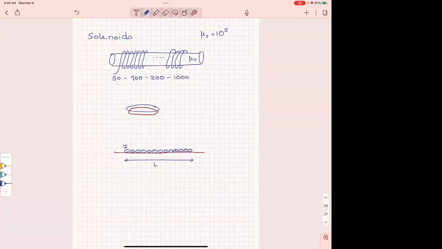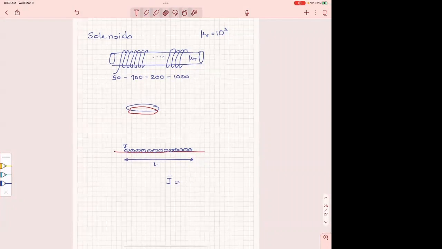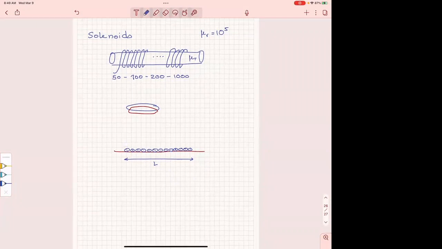Then I can find an equivalent current density. I'm sorry, I can find a total current for this. Let's call this J. A total current I, which is J times L. So that's the total. Practically, if I have a total current that flows like that, then I can identify the current density if I divide the total current by the length. Okay, that's what you have.